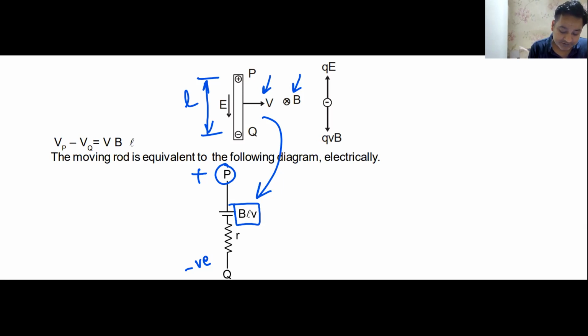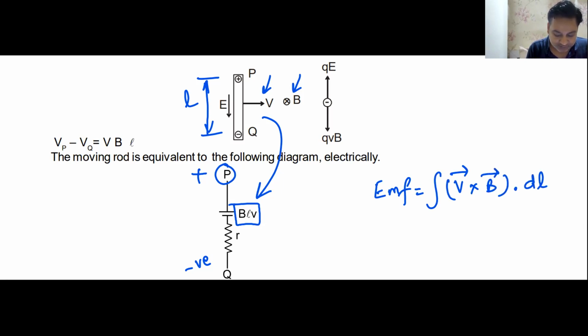In fact, if I write it more methodically, this induced EMF can be written as integral of V cross B dot dl. Do you know this formula? Yes, sir. This is a scalar triple product. Yes or no? Yes, sir. And the scalar triple product becomes zero if any two vectors are parallel. Yes or no? Yes, sir. So if any two vectors become parallel, this motional EMF will become equal to zero. Yes or no? Yes, sir.